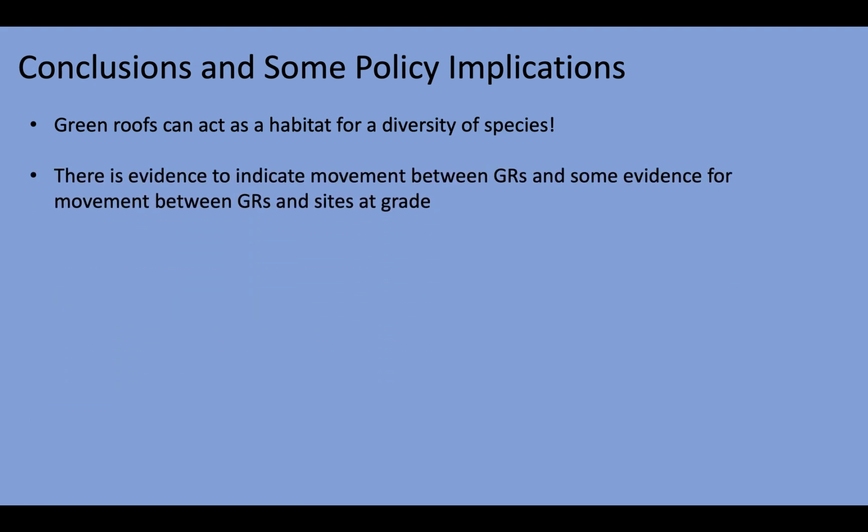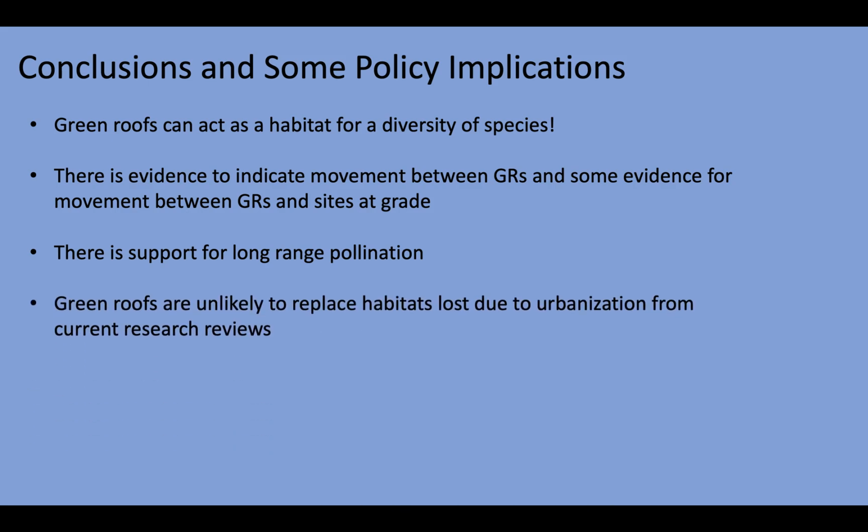There is evidence to indicate movement between green roofs and some evidence for movement between green roofs and sites at grade, which means that a good connectivity of sites at grade and green roofs is a good way to transfer into a very biodiversity-friendly city. There is support for long range pollination, which means the green roofs may not have to be as close as we think. Green roofs are unlikely to replace habitats lost due to urbanization from current research reviews, but it doesn't mean they can't complement that habitat connectivity.